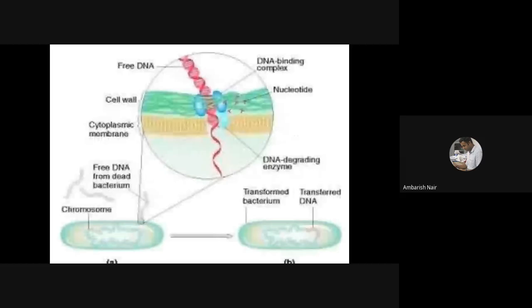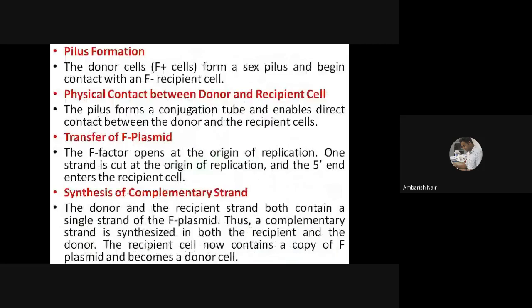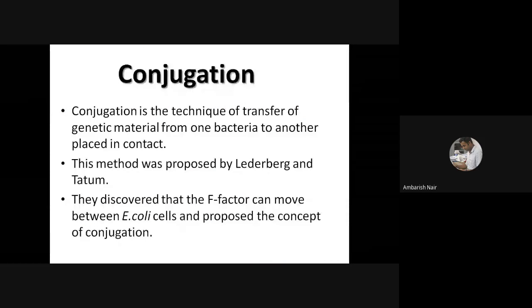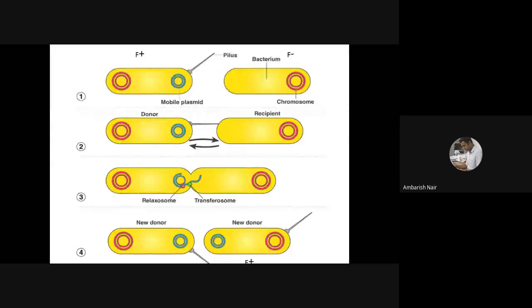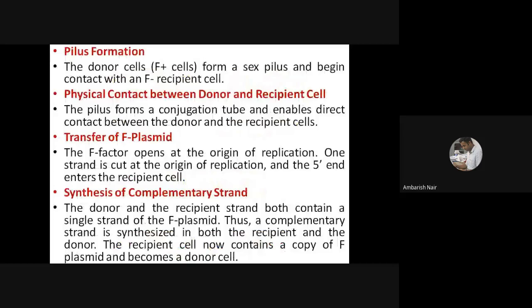Before going to transduction, I wanted you all to remember one way of gene transfer is conjugation. In conjugation, there will be a connection. F factors play an important role. So F plus and F minus, through the pilus, hold together. Then it forms a conjugation tube. Then one fragment is broken and it enters the next, that means the recipient one. Recipient and donor will synthesize both the strands. Then the recipient will become a new donor. So now 2 F plus are there and the cycle will continue. That's the pilus formation, physical contact, transfer of F plasmid and synthesis of complementary strand. These are the steps involved in conjugation.